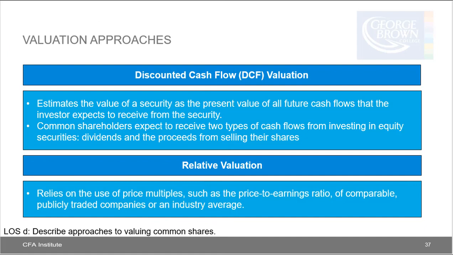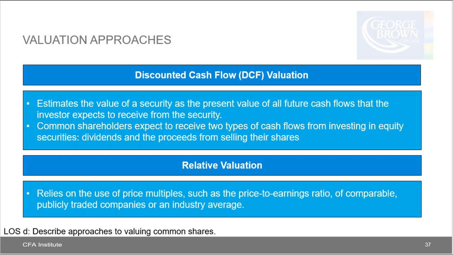So now we're moving on to Learning Outcome Statement D, which is describe approaches to valuing common shares. Valuing common shares is a complex process because of their infinite life and the difficulty of estimating future company performance. There are three basic approaches to valuing common shares. One, discounted cash flow valuation. Two, relative valuation. And three, asset-based valuation.